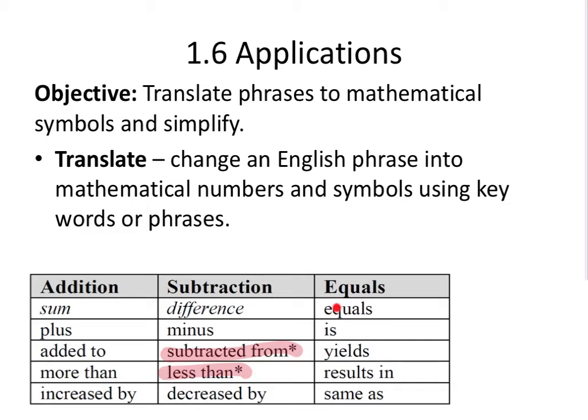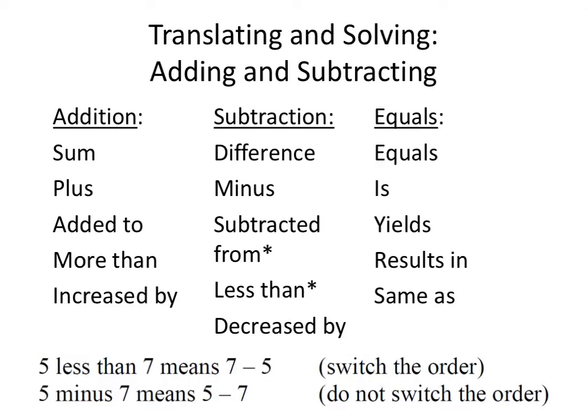And then we got equals, of course, that's pretty direct there. Is, that's a good word for equals, and sometimes it's missed because it's kind of a common and small word. Then yields, results in, or same as, that kind of thing. So when we see these types of words, again, we need to be able to know how to translate these into math statements or symbols. So there we go, translating, solving, adding, and subtracting.